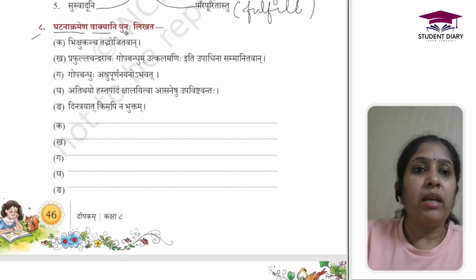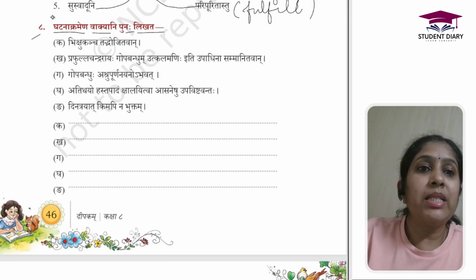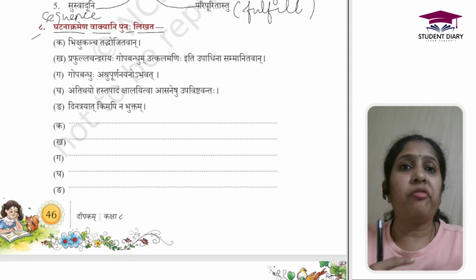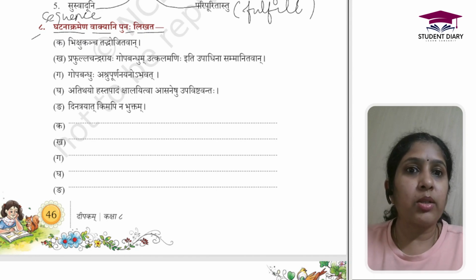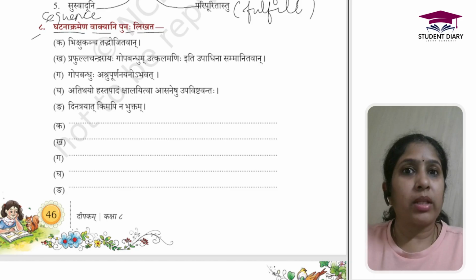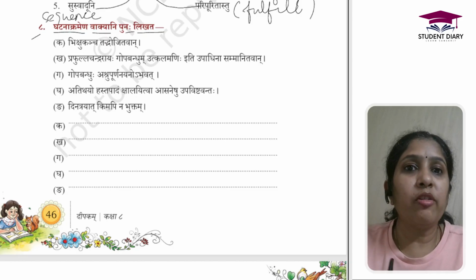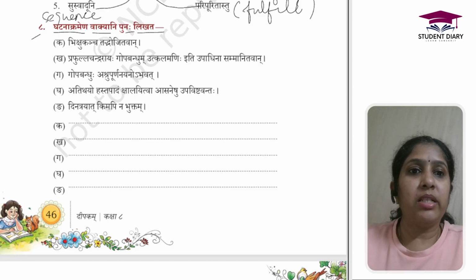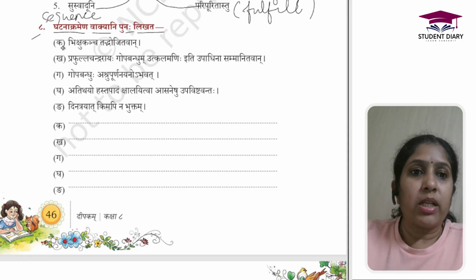Ghatna kramen vakyani punah likhat. Ghatna kramen means sequencing. You have to write in sequence how it happened in the story. First what happened, then what happened. So they have given you 5 sentences. You have to see what happened first in the story based on the sentences. So for that, again, you should be knowing the meaning of every sentence, then only it will become easy for you. Let's get the meaning of all the sentences.